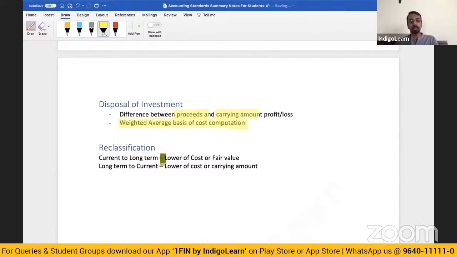Reclassification, current to long term, lower of cost or fair value, long term to current, lower of cost or carrying amount. Now when you are classifying an asset, when it was a current asset and now it has become a long term investment, then you will see what is the cost, what is the fair value, whatever is the lower of the two amounts, at that value you will reclassify them as long term investment. Okay, and if you are reclassifying something from long term to current, you will see what was the cost, what is the carrying amount, whichever is less, at that value you will reclassify them as current investments.